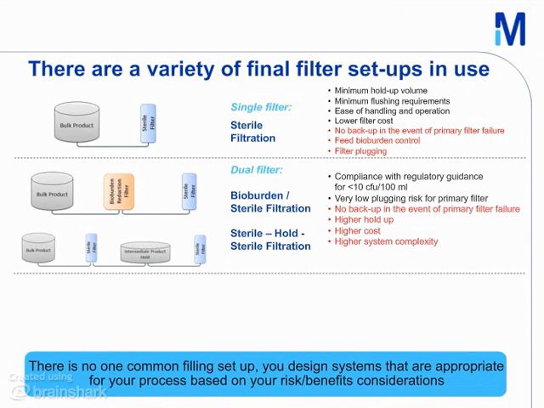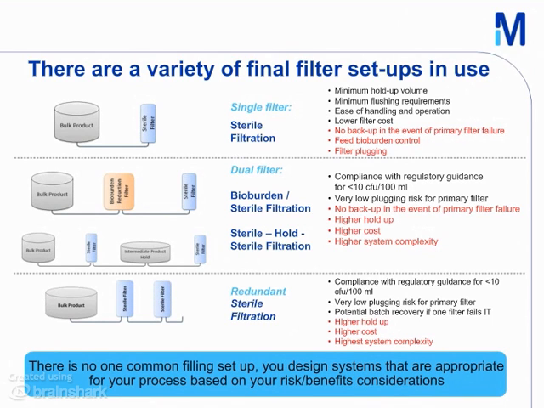The second option I call dual filter systems. That is, two filters are used in series, but only the second filter is relied on for product sterilization. The upstream filter has the benefits of providing pre-filtration to guard against final filter plugging or to help control final filter feed bioburden. The risks are there's no backup in the event the primary filter fails, as well as higher holdup volume, higher filter costs, and higher system complexity as compared to single-stage systems.